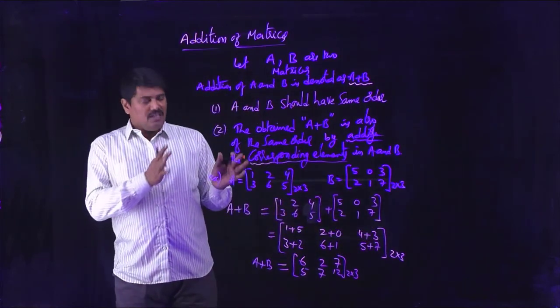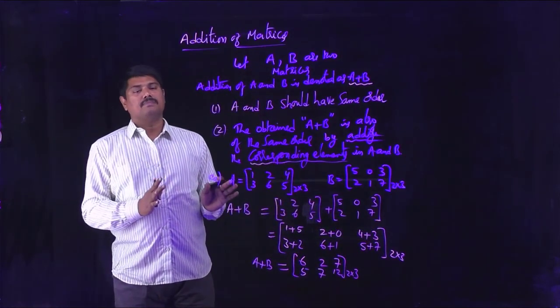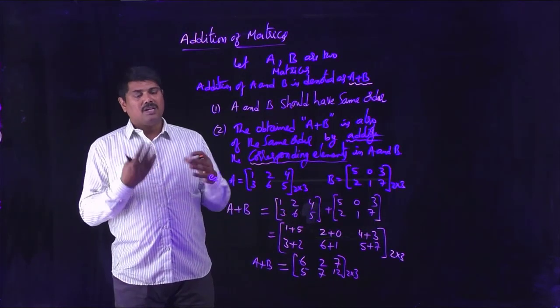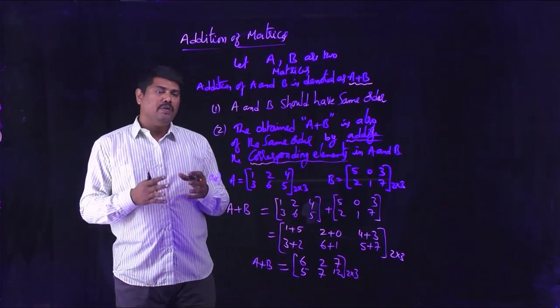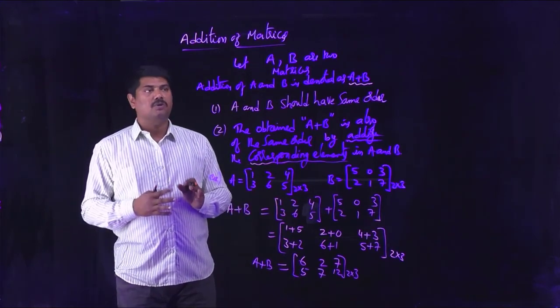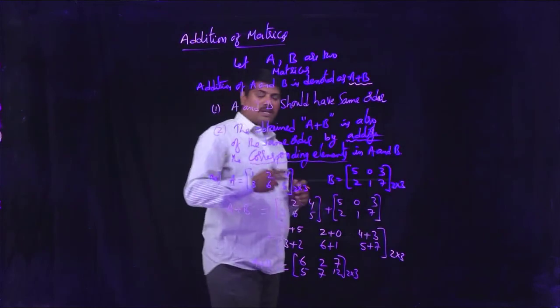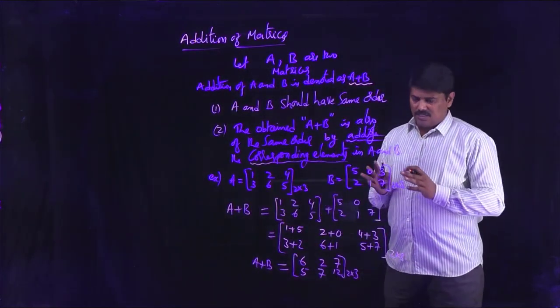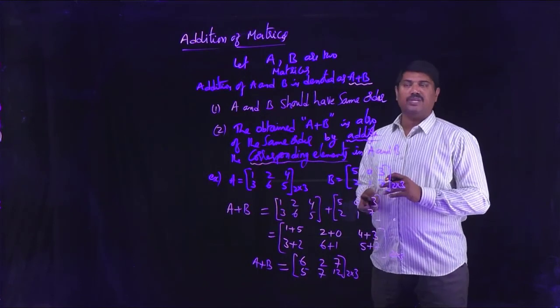This is a very easy real number system. A matrix is formed with real numbers, so the properties we use in the real number system can be implemented for matrices also. So this is the process by which we obtain the addition. Now we have some concepts to discuss about addition.